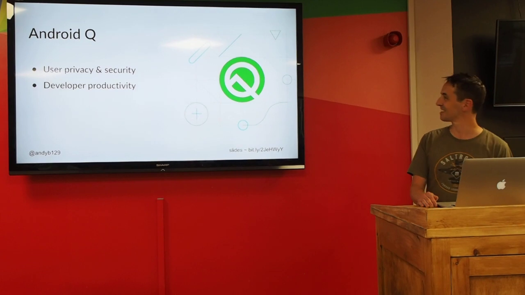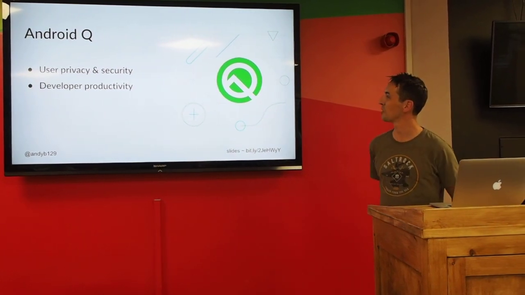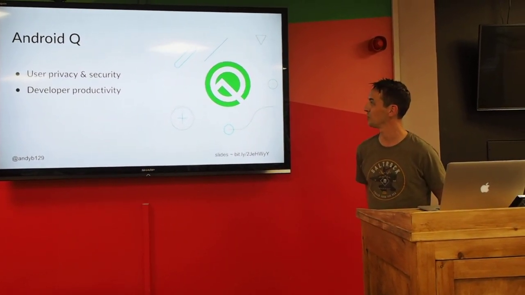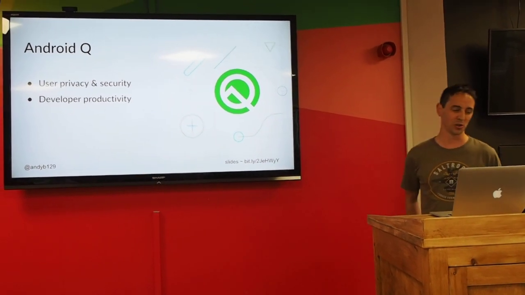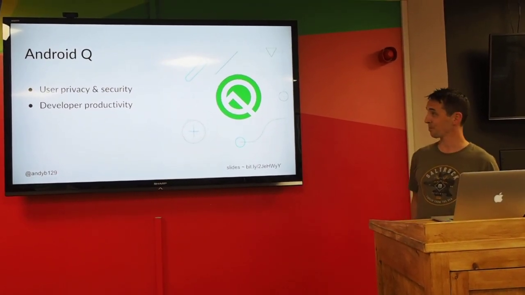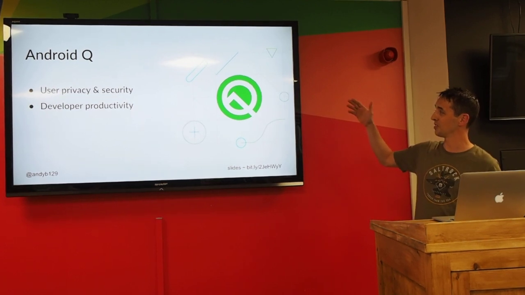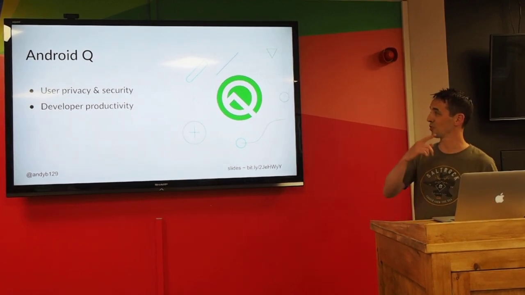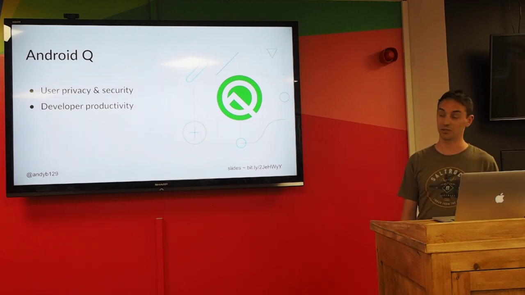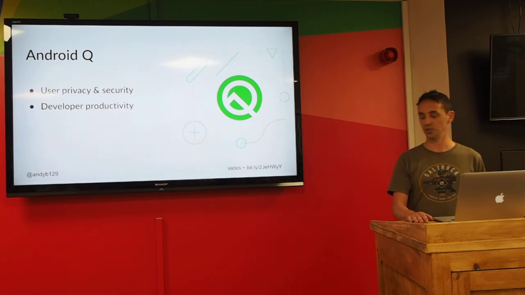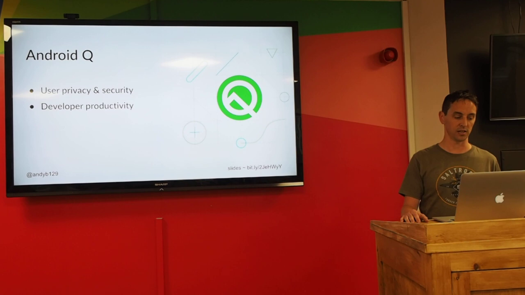So let's concentrate on what Android Q is trying to deliver. This is what Google was saying in their presentations at I/O. It's focusing on user privacy and security, which Scott's going to cover in a minute, and mainly developer productivity. So as you see, there'll be loads of tools to help developers develop apps, and Google have been amazing recently, developing loads and loads of APIs to help developers, and developing the platform tools as well.